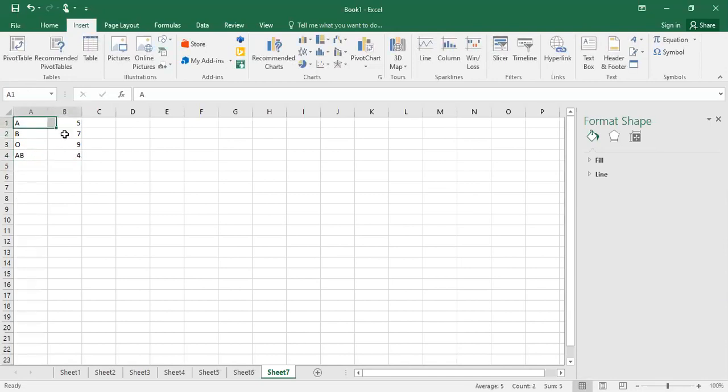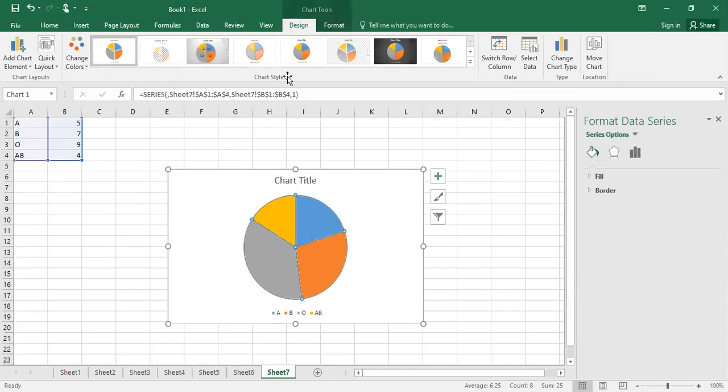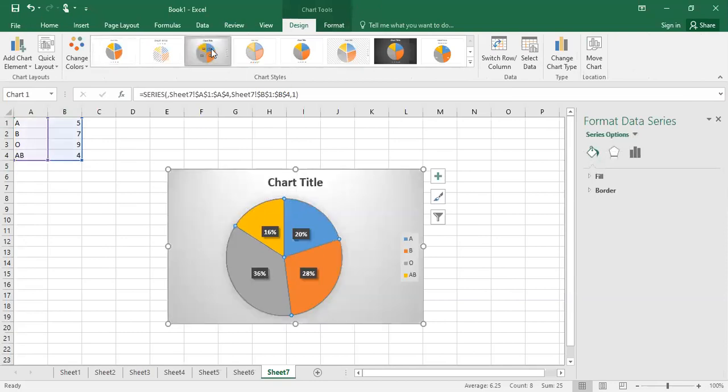So we just highlight both the category and the frequency columns. I click on Insert and choose a pie graph. For example, this is a pie graph. I can put the percentage on it by selecting the option and get a pie graph.